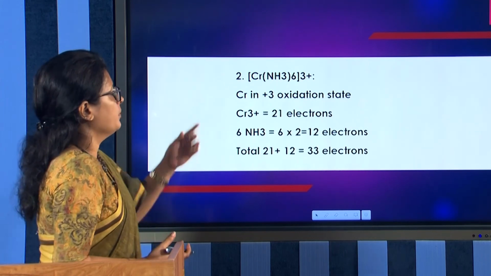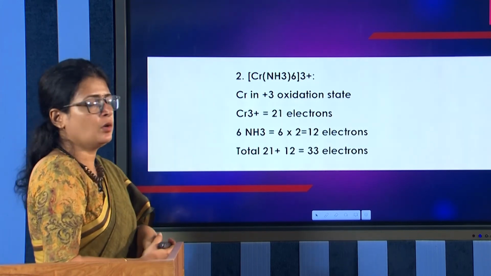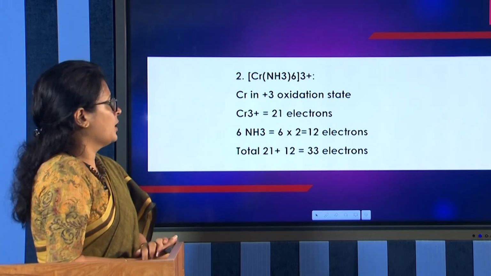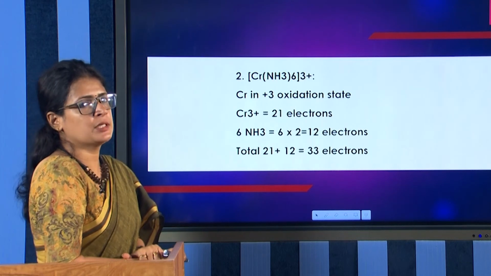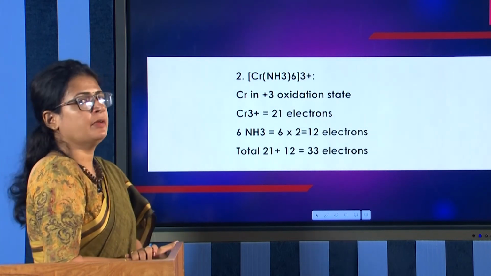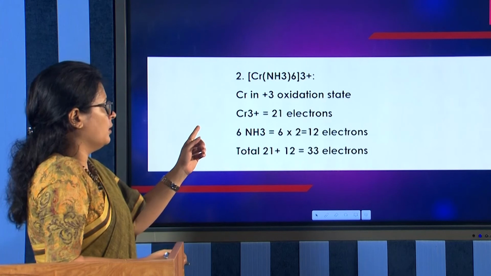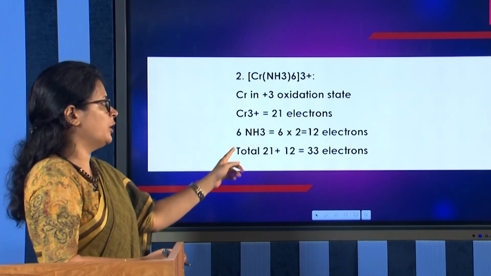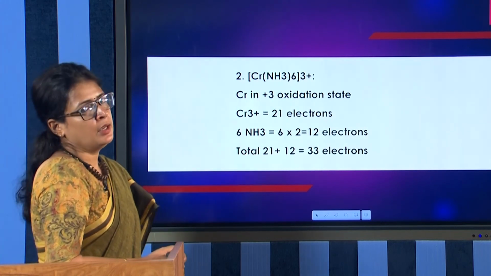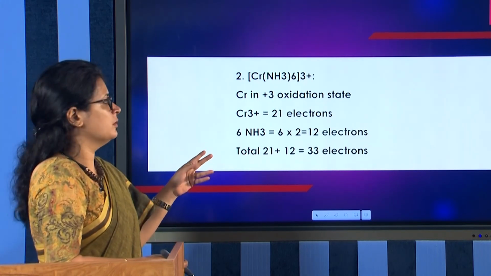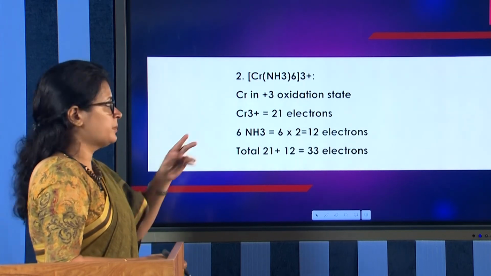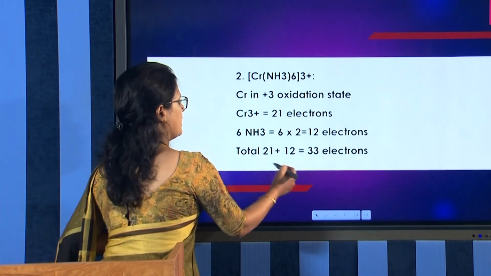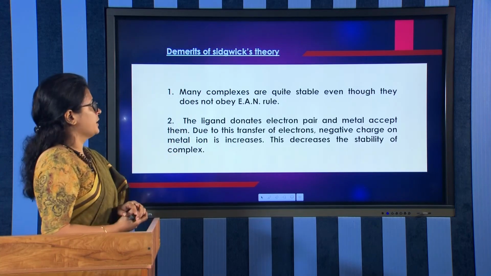Other examples are also there. In this chromium complex, chromium is in the +3 oxidation state. Cr3+ means 21 electrons, because the chromium atomic number is 24, and 24 minus 3 is 21. Then 21 plus the ligands: 6 ammonia, so 6 into 2, 12 electrons. In total you have 21 plus 12, that is 33. You don't get the atomic number of a noble gas, but still the complex is highly stable. This is another exception to the effective atomic number rule.